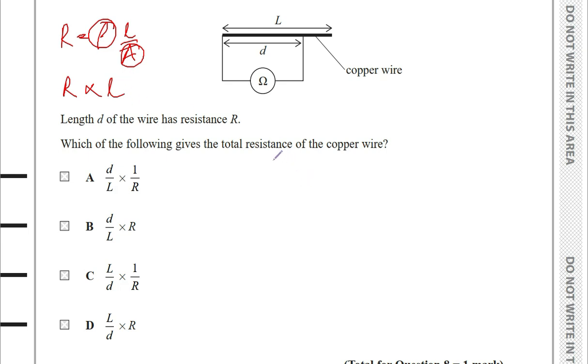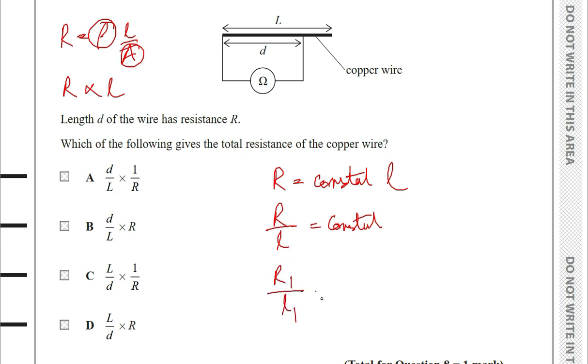So this is an expression. If you want to turn this into an equation, it would be resistance equals a constant times L. Take L on the other side. Resistance by length is a constant. What this means is the ratio of resistance to the length remains constant, meaning resistance 1 by length 1 should be equal to resistance 2 by length 2, right?